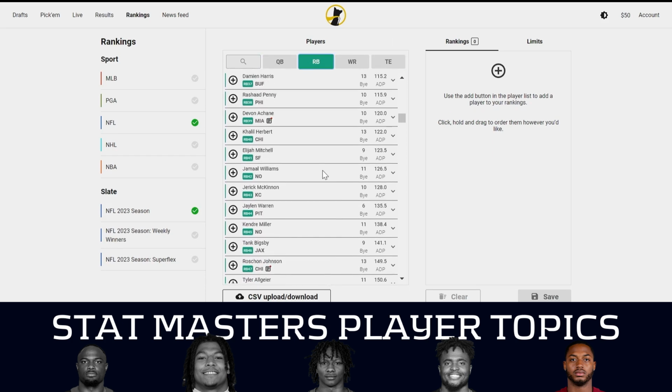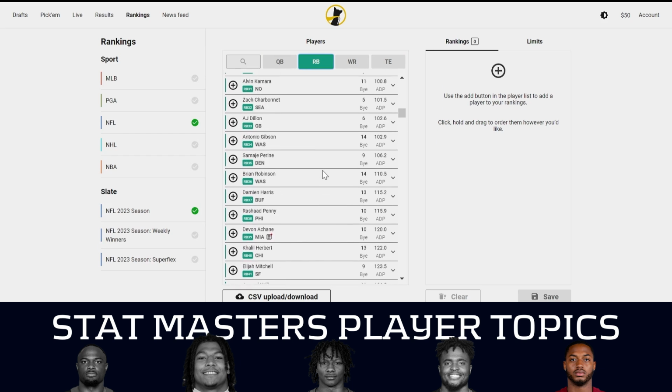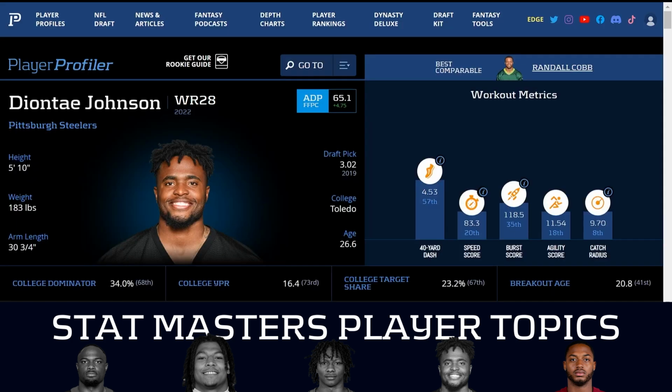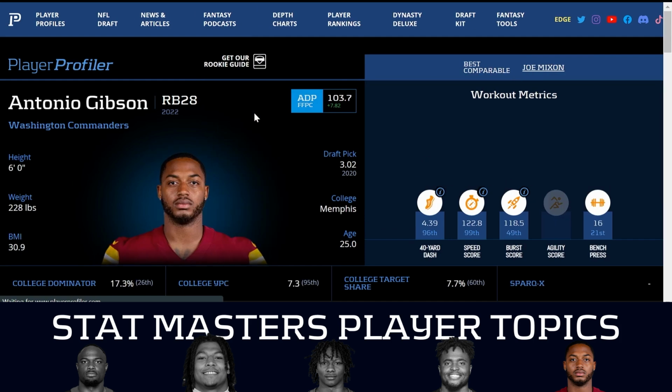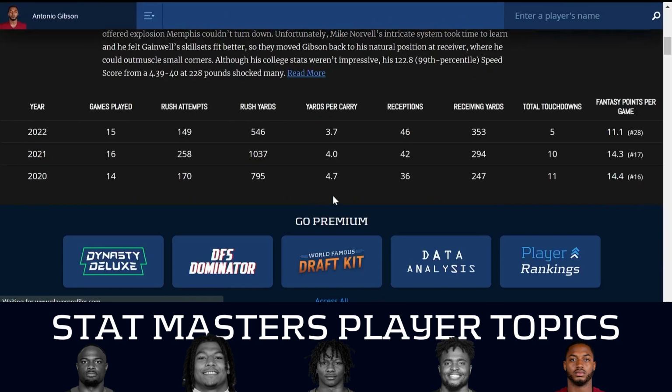And you've now taken Gibson, who we love Antonio Gibson on the show. We've loved Antonio Gibson for years. He's not a bad player. I'm not going to say that he's not worthy of praise or hype, but you have to be skeptical. He did have the 2 RB2 finishes early in his career.